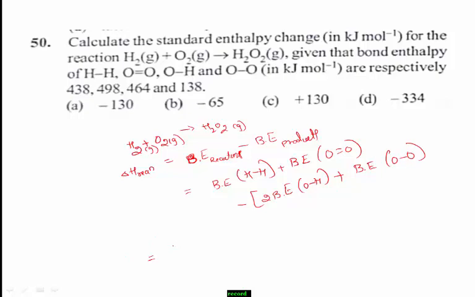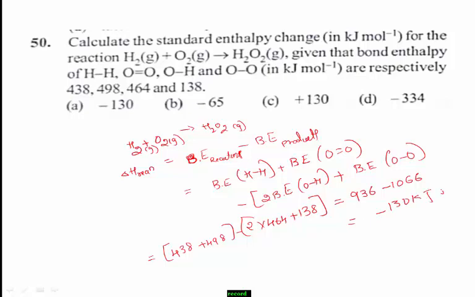I substitute the given values: 438 plus 498 minus of 2 times 464 plus 138 is equal to 936 minus 1066, which is minus 130 kilojoule per mole. Yes, therefore which one is the right answer? Option A, minus 130. By using a calculator you can check whether the given answer is right, but in the examination a calculator is not allowed.